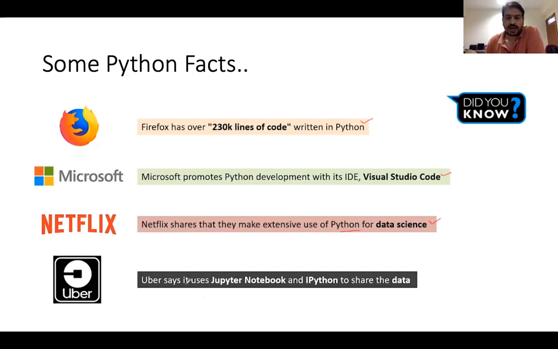We know about Uber, right? Uber says it uses Jupyter Notebook and IPython to share real-time data of the driver, the path, and all these things are integrated with Python. They use Jupyter Notebook to implement it, and they use IPython for that. Okay, so these are some of the facts related to Python. There are many others, but these are some highlighted facts so that you can know the depth of Python.